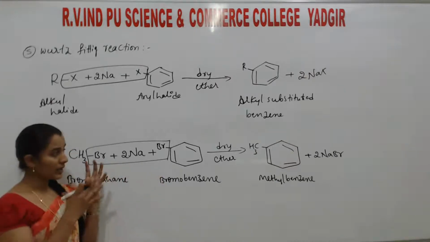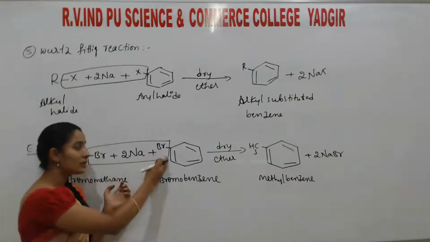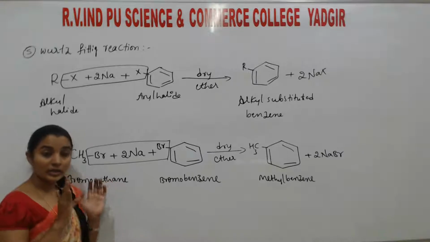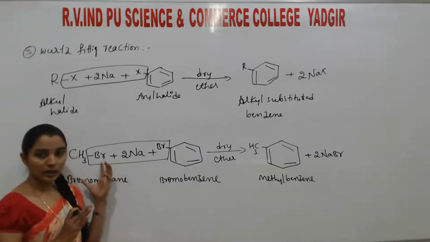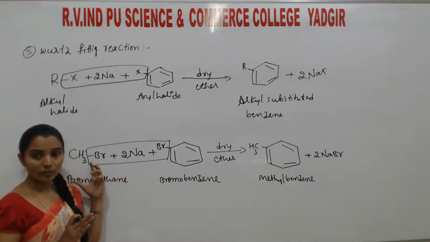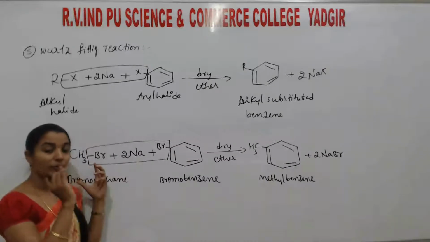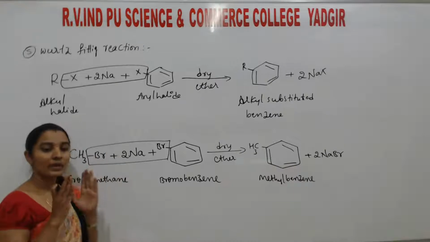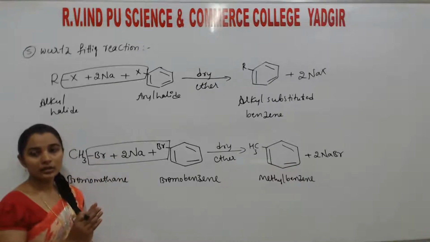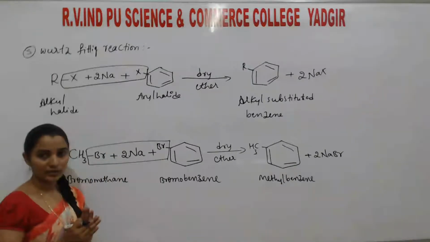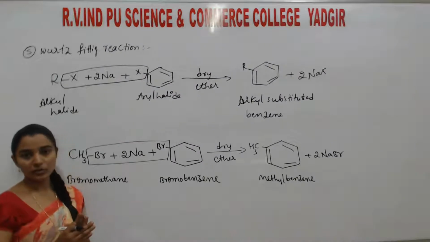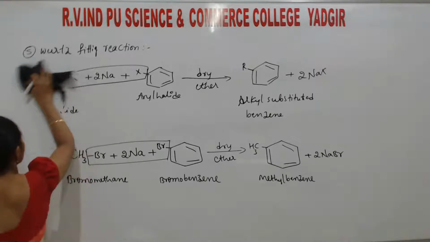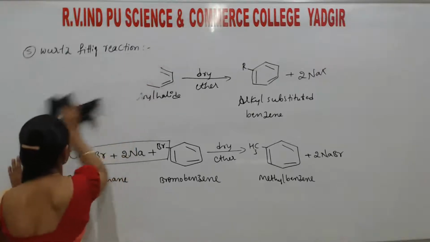Okay? Sometimes I said CH3Br means here also CH3Br I choose, not C2H5Br. So identical, and you cannot take any different R group. The R group and the halogen group must be the same. That is why, because these scientists, by taking identical reactants only, explained the reactions. Understood? So this is all about Wurtz reaction, Fittig reaction and Wurtz-Fittig reaction.